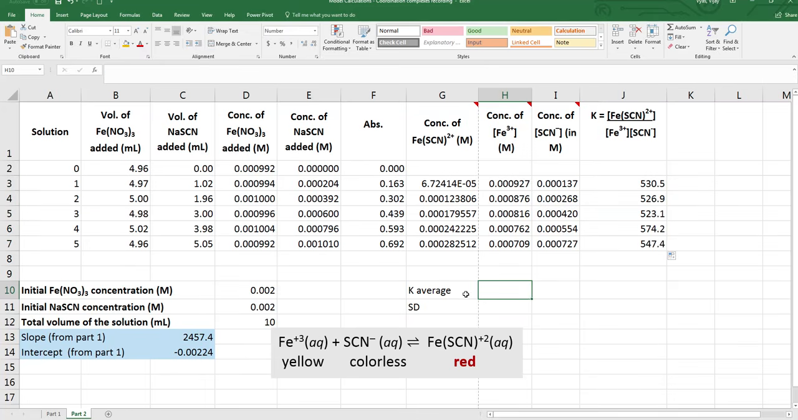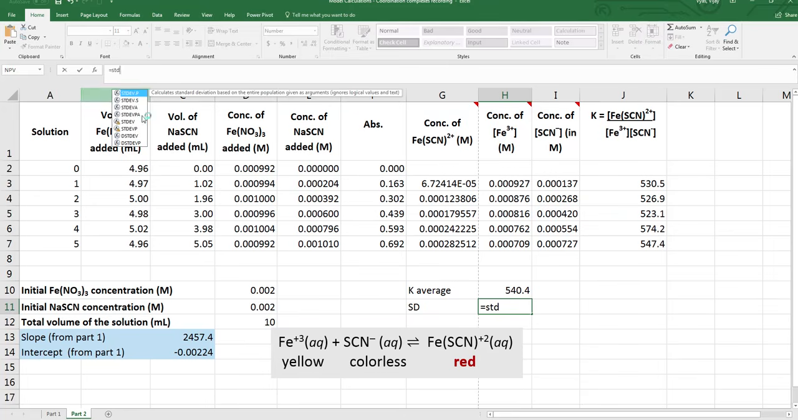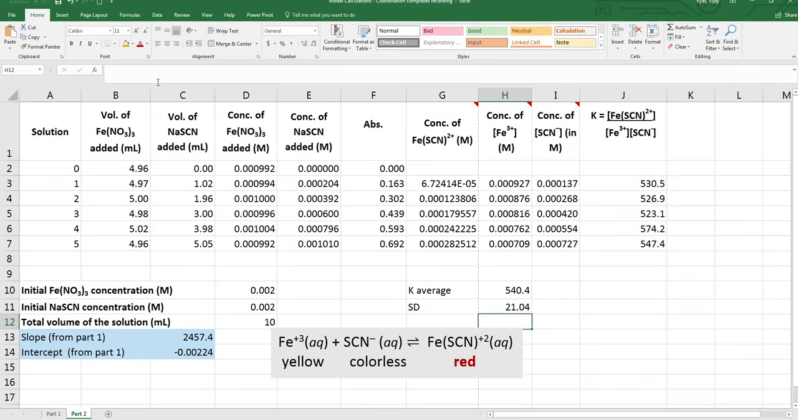Now to get the average, you simply use the average function and select them all. This is your average equilibrium constant, and standard deviation is standard deviation. Select all, close parenthesis, and enter. That gives you the standard deviation. So that gives you the error analysis as well as K average.